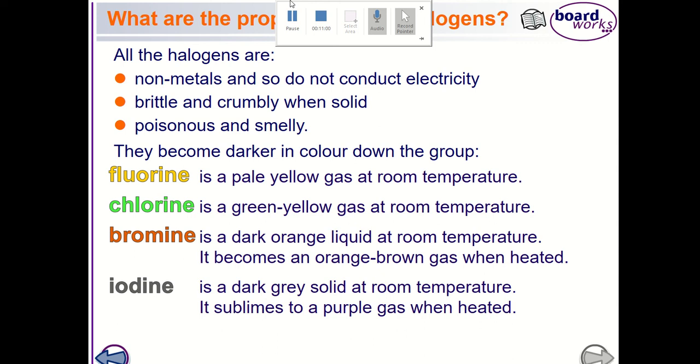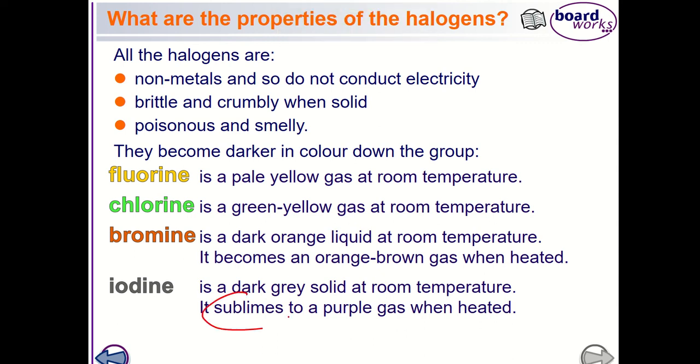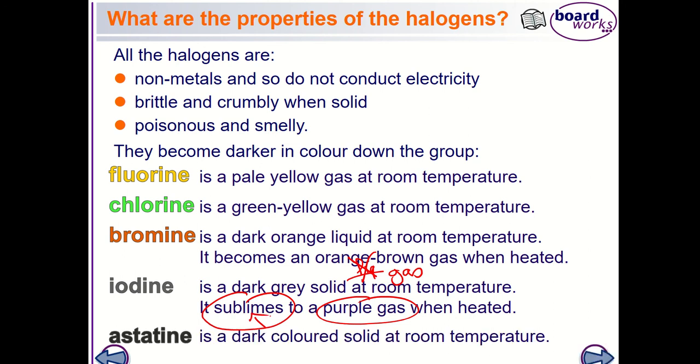Now, iodine has this rather strange property in that it sublimes when heated into a purple gas. Now it goes straight from a solid to a gas. It does not form a liquid en route. And that's what sublimation, or subliming, means: that it goes from solid straight to gas without becoming liquid.